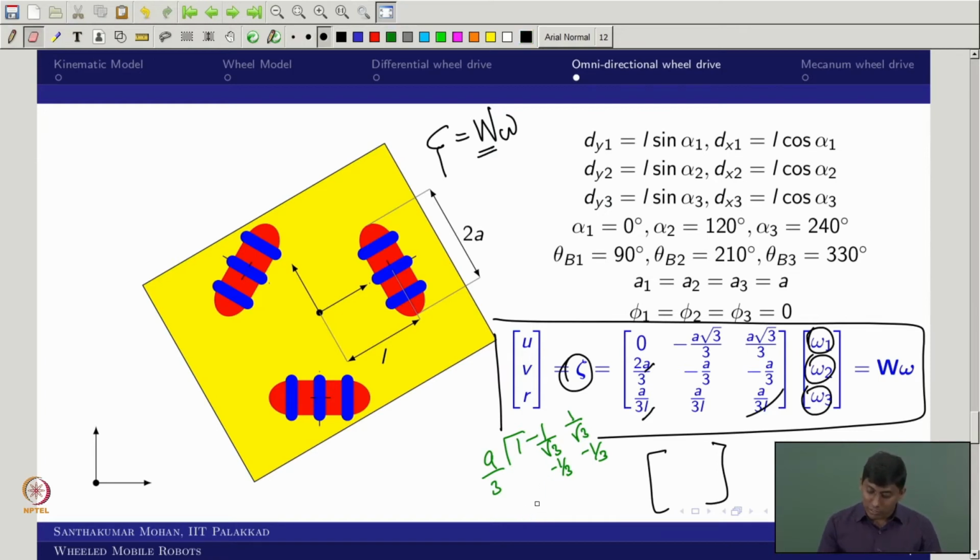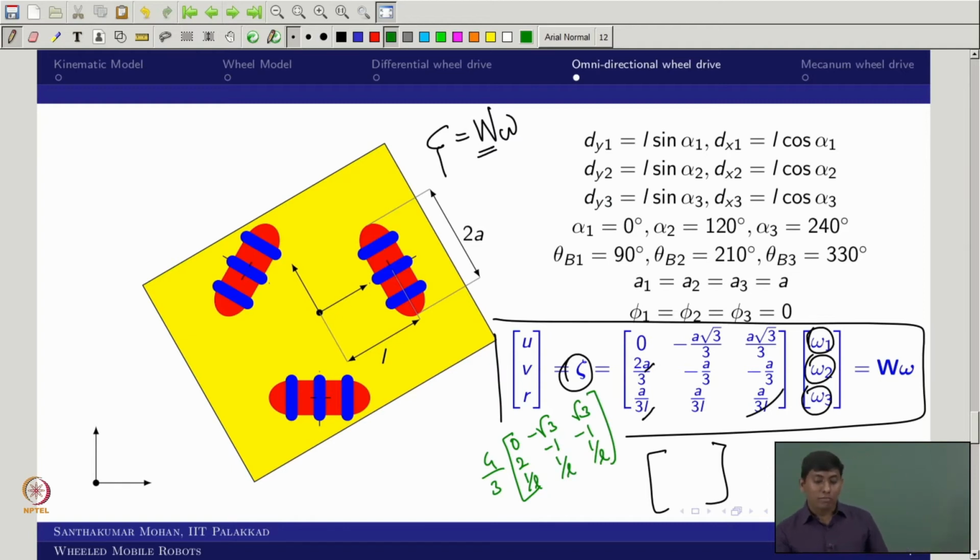In that sense, this is straightforward. So, this is 0, this is minus square root 3, this is square root 3 and this is 2, and this is minus 1, this is minus 1, and this one would be 1 by L, and this is 1 by L and this is also 1 by L. Why are we taking this kind of thing? That is what I wanted you to explore.